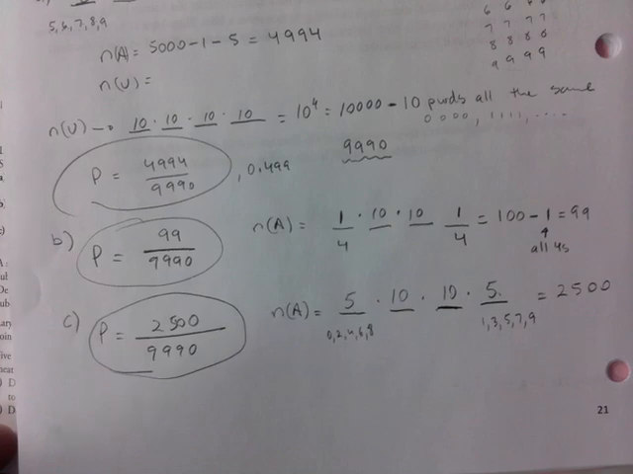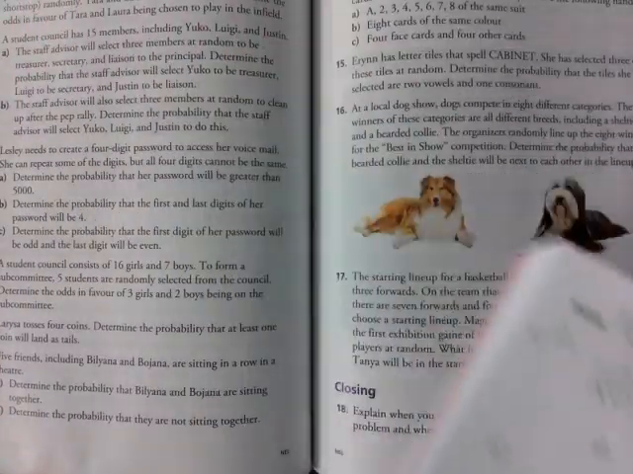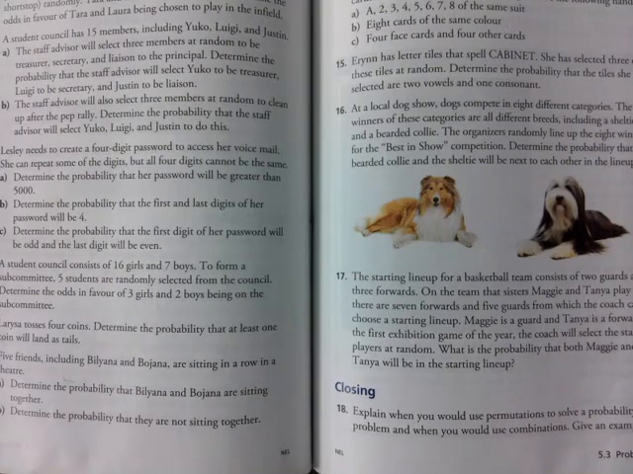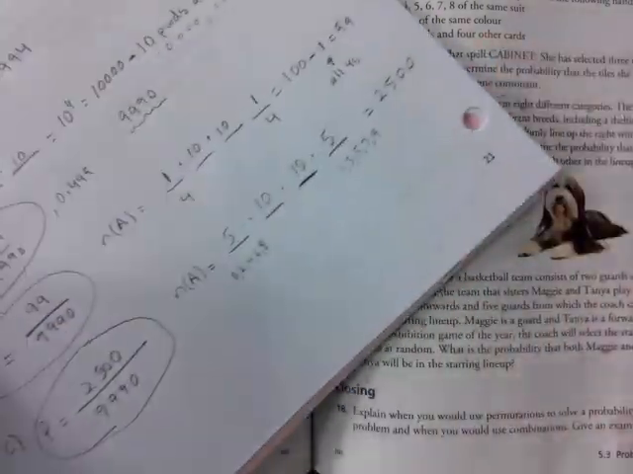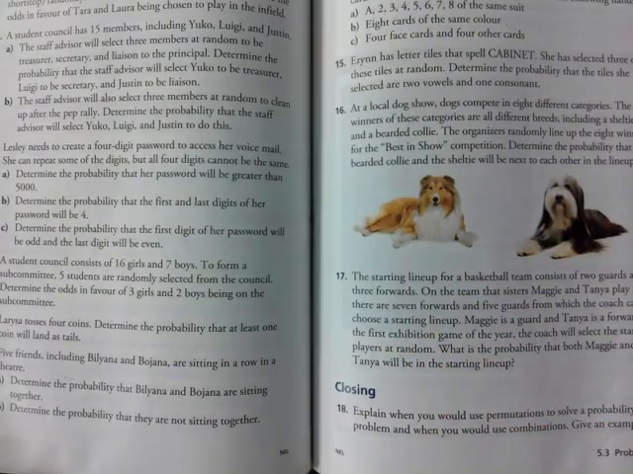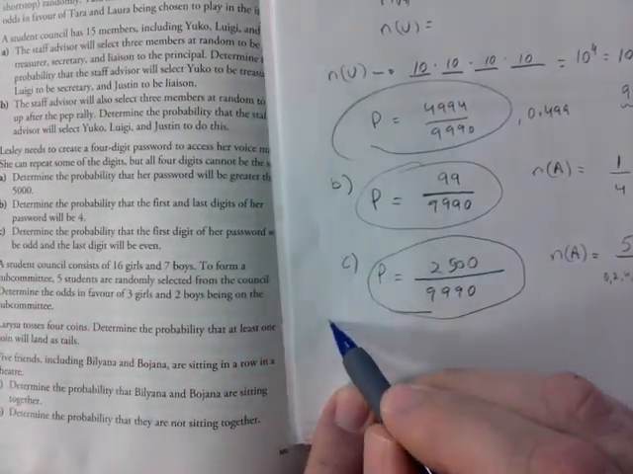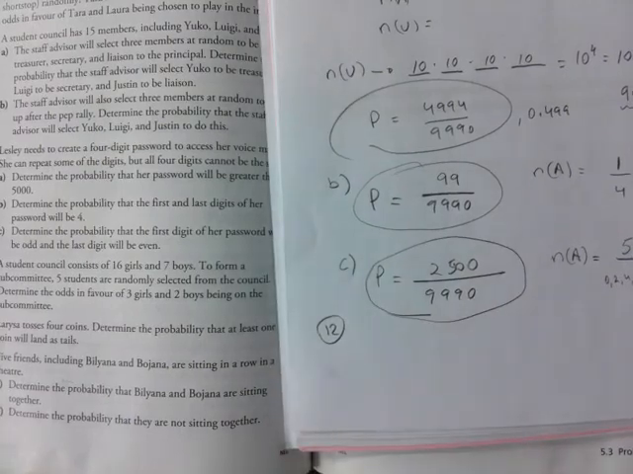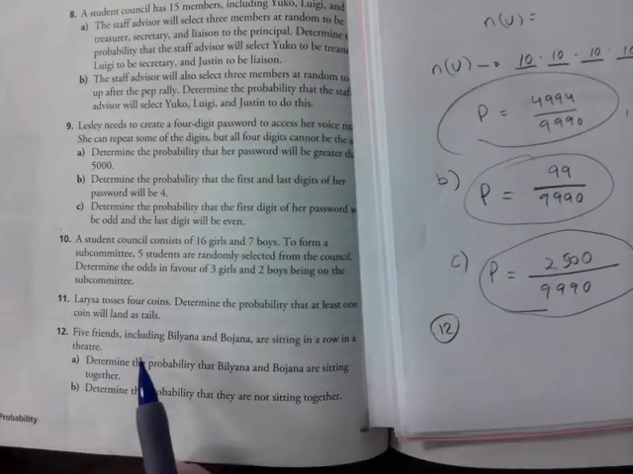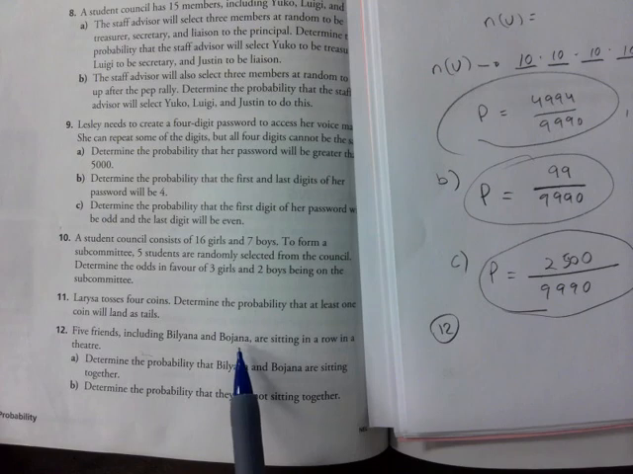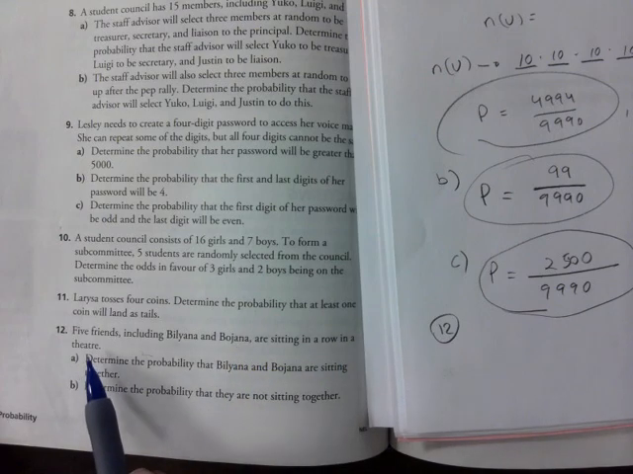All right. I'm running out of space here. I'll do one more. 12, right? Okay, we'll do 12. So I'm going way to the back of the booklet because I have no more space. I will tell myself, can I do this here? I think I might be able to squeeze it in. So 12. Let's read it first. 5 friends, including Biljana and Bojana, are sitting in a row in a theater. So 5 friends that are sitting in a row.